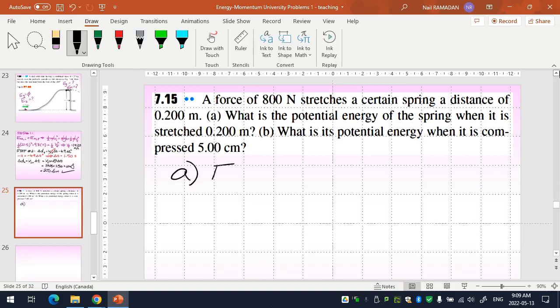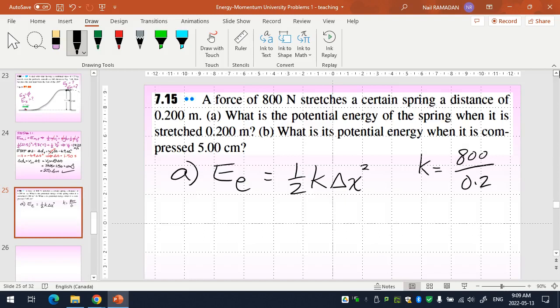Yeah. E equals 1/2 K x squared. Am I given K explicitly in the problem? Not yet, but am I given enough information to get it? Yes, I am given the force, and I'm given the amount of extension it went through by that force. So on the side, I'm just going to go K equals 800 newtons divided by 0.2.